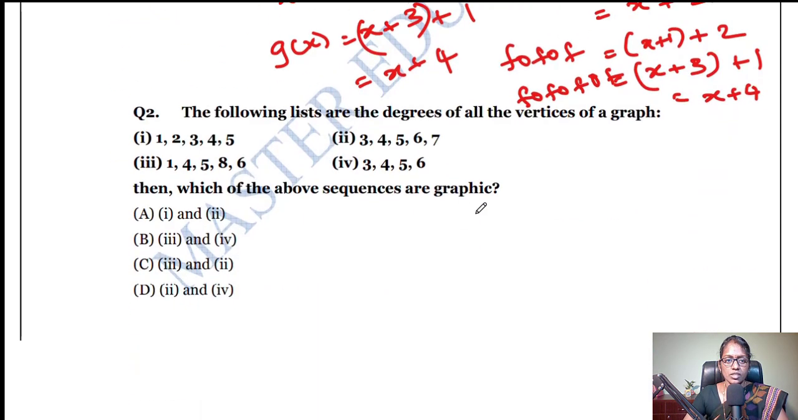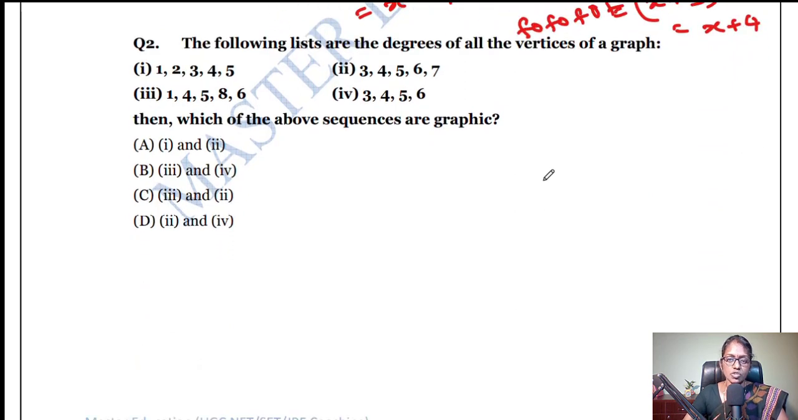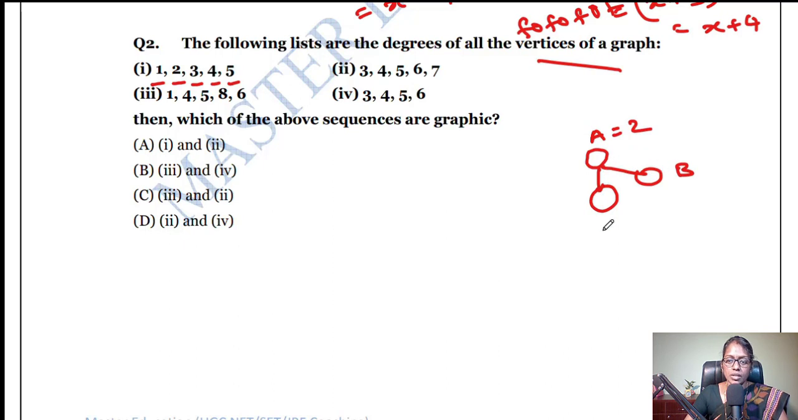The next question is, the following lists are the degrees of all vertices of a graph. They have given some sets of degrees of vertices. This is the first vertex degree, this is the second vertex degree, this is the third. What is degree? The number of connections of a vertex. For example, A has 2 degree, B has 1 degree, C has 1 degree.